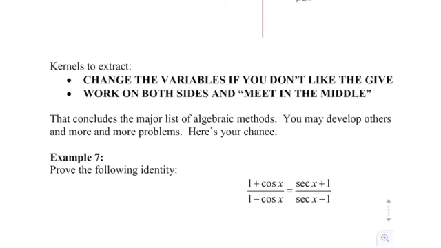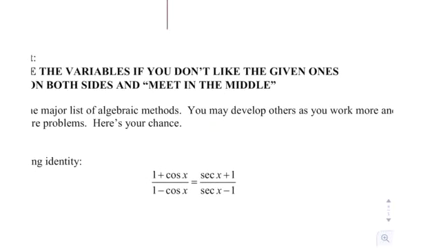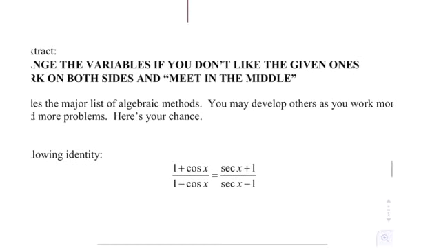All right, change the variables if you don't like them. That's the kernels that we're extracting. If you don't like the given variables, change them from the beginning to whatever you want. Just make sure you have them. And then work on both sides and meet in the middle, as Diamond Rio said.